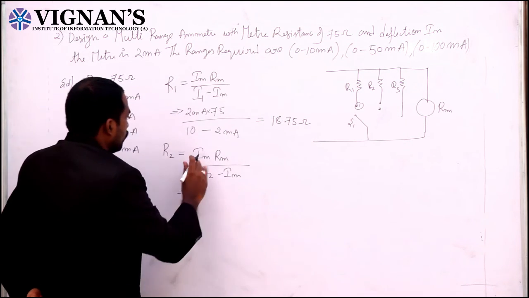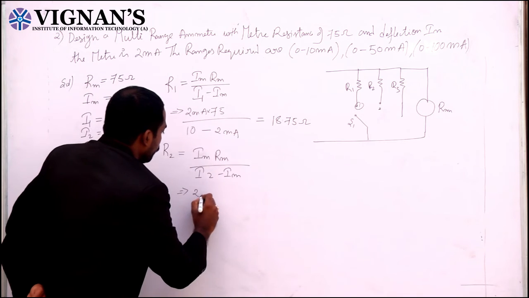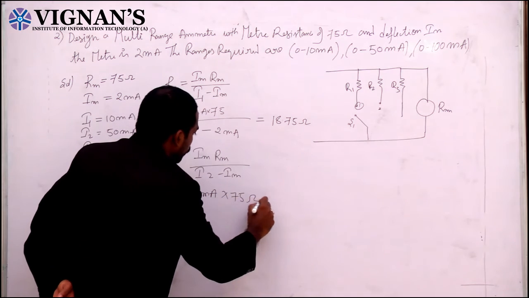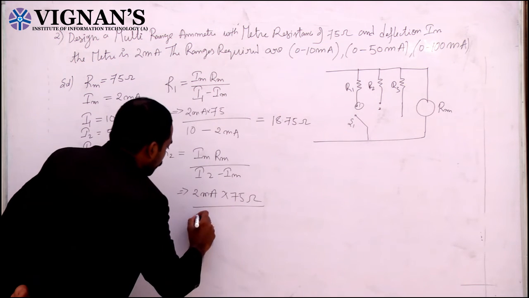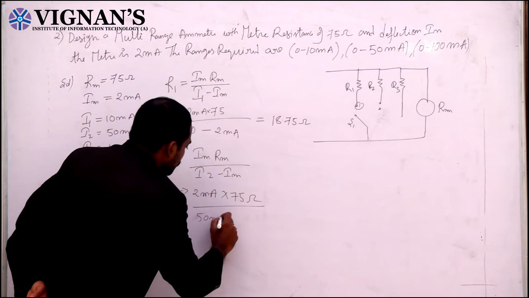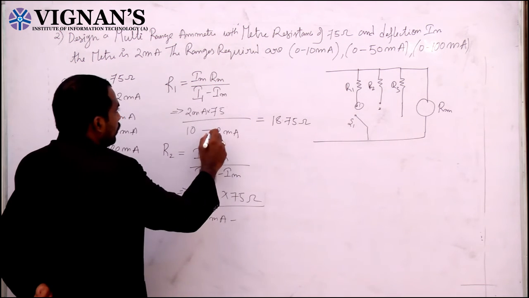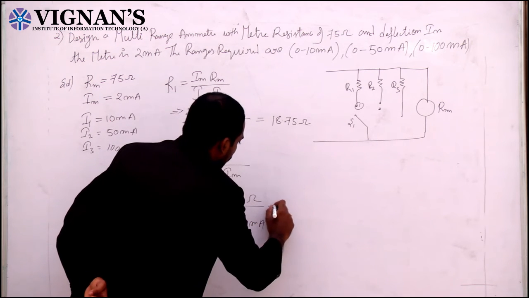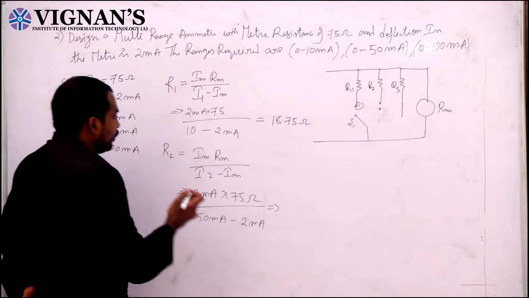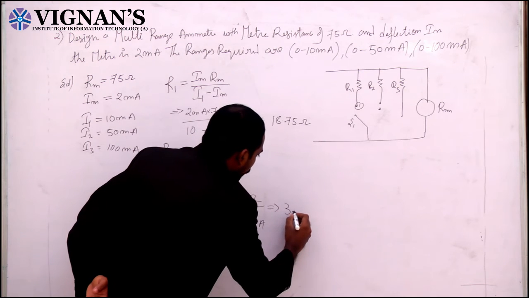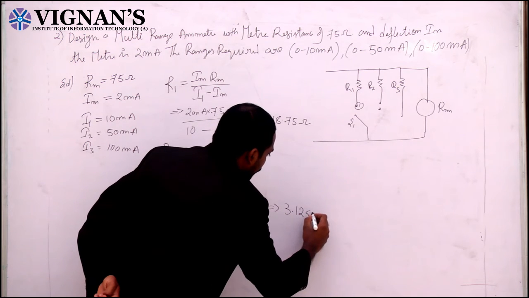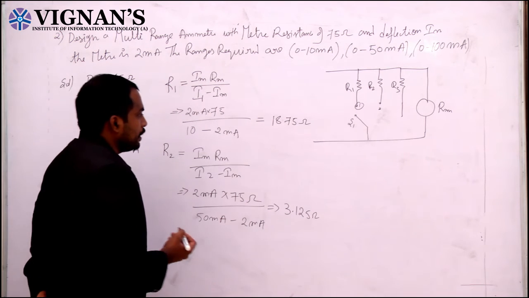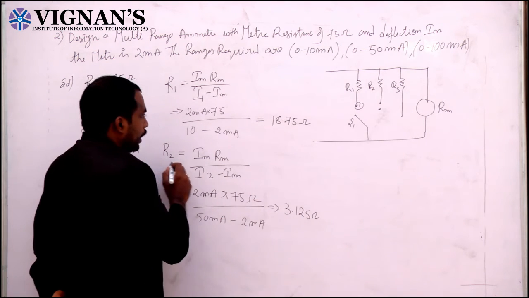What is the value of Im? 2 milliamps. Rm is nothing but 75 ohms. I2 is equal to 50 milliamps, minus Im is equal to 2 milliamps. So when you solve this expression, you will get a value of 3.125 ohms. In the similar way, we will calculate the value of R3.